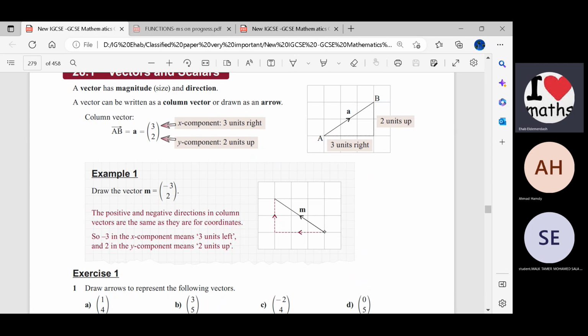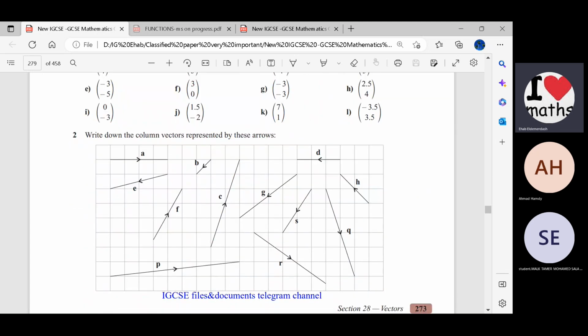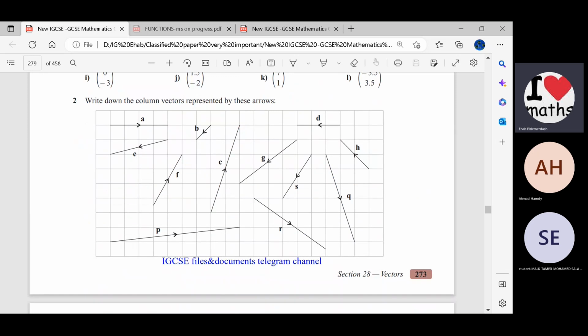You can start from any point. -3 means that you have to go in the negative direction. So I have to move on the x in the opposite direction for 3 units, and then I will go up for 2 units. This is completely normal, to write or to draw the vector. Let's go and look at this question quickly together.